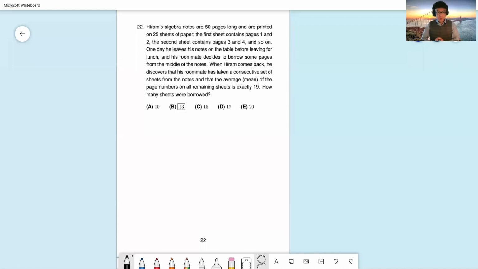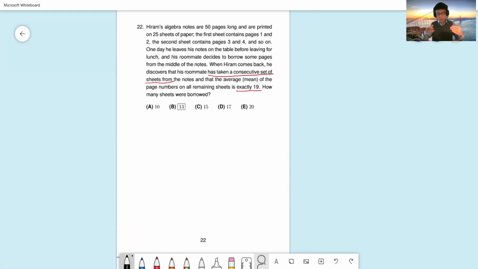Question 22. So here we have an algebra notebook with 25 sheets and totally 50 pages. Some consecutive sheets are removed, borrowed, right? And the remaining part has the mean page number 19. And we need to find how many sheets were borrowed. So the removed parts are a consecutive set of sheets.